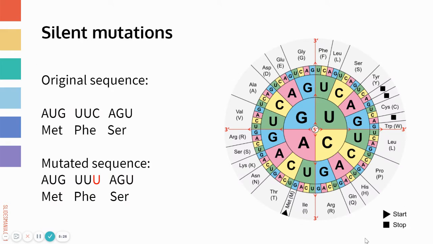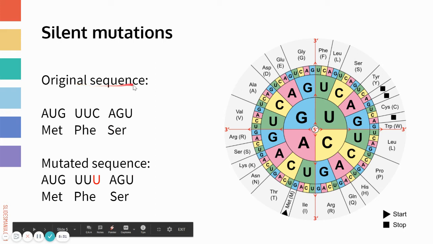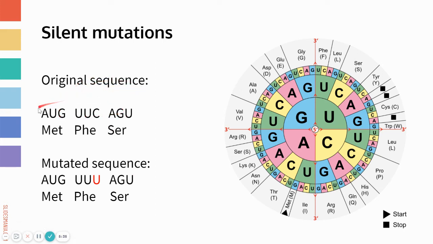But first, I just want to get at this idea of a silent mutation. Let's take this example sequence. We're looking at RNA right here because you can see the U's, and that's just because I want to use the codon wheel to get at this idea. But obviously, any change in the RNA would ultimately have been reflected in the DNA, right? So this change would be coming from the DNA itself.